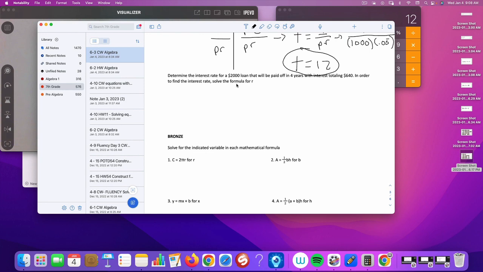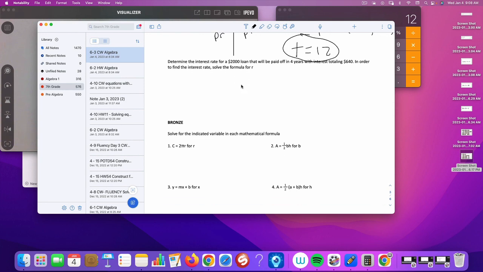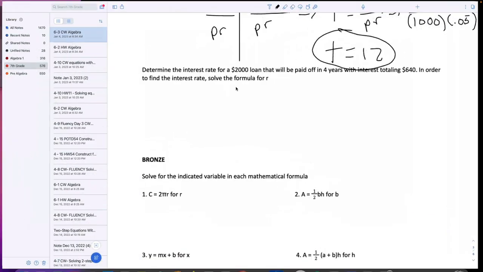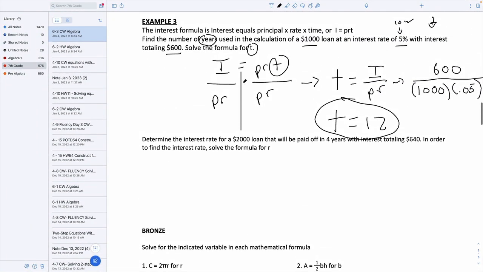Determine the interest rate for 2000. Sure. Last one. Now they're looking for the interest rate, the percentage for a $2,000 loan that will be paid off in 4 years with interest totaling $640. In order to find the interest rate, solve this for R. Write your interest rate formula, PRT. And how do I rewrite this thing so I solve it for R, Andrew?